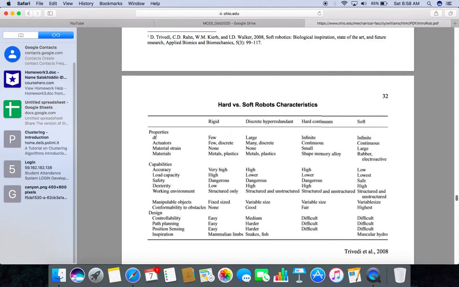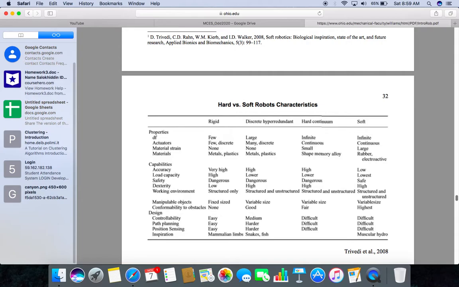For rigid robots, these are few, then few discrete, then metal, plastic, and these are the tables showing the contrast between the different categories. In the case of rigid, degrees of freedom is few. In the case of discrete hyper-redundant, degrees of freedom is large. Hard continuum, degrees of freedom is infinite. Where it is soft, also infinite. So this table shows how they work and how their degrees of freedom can be used.